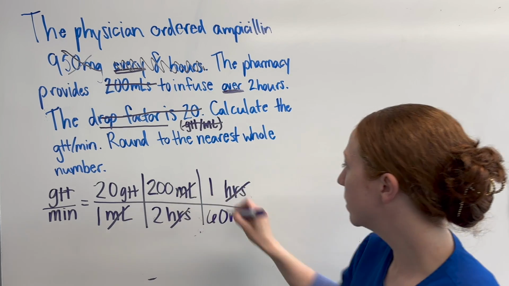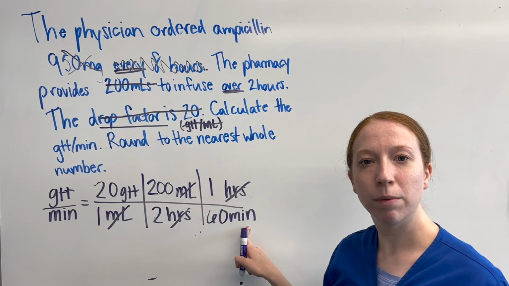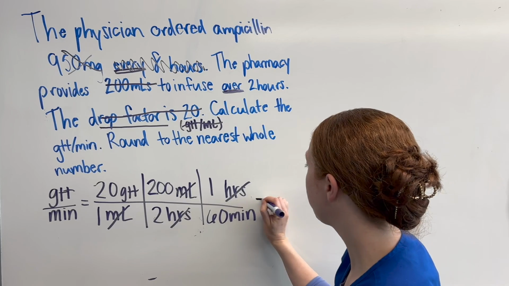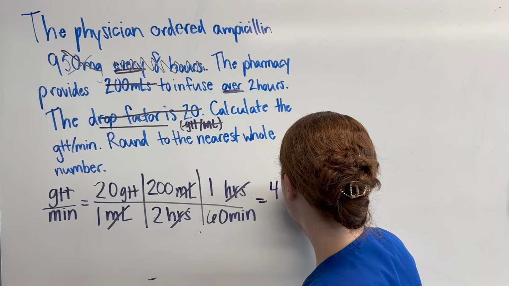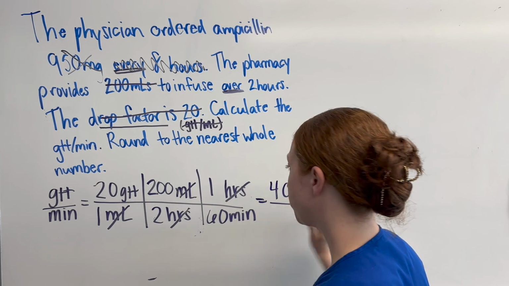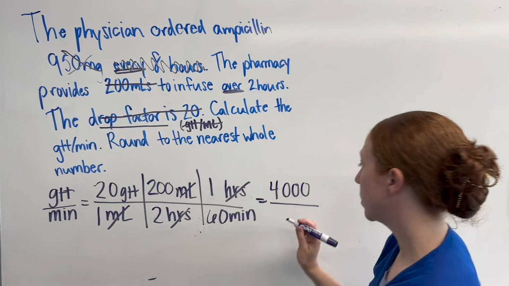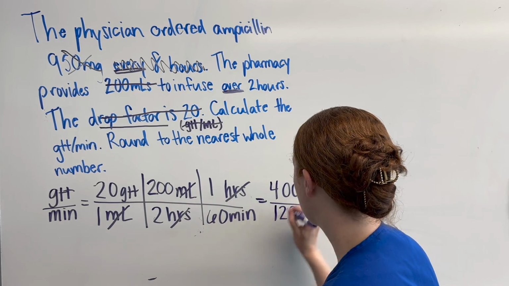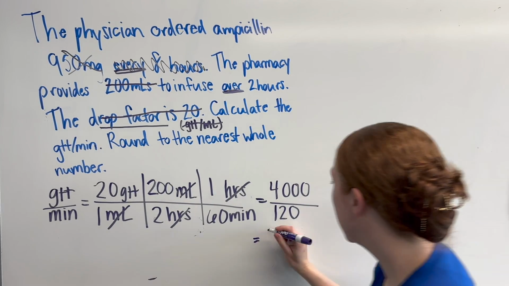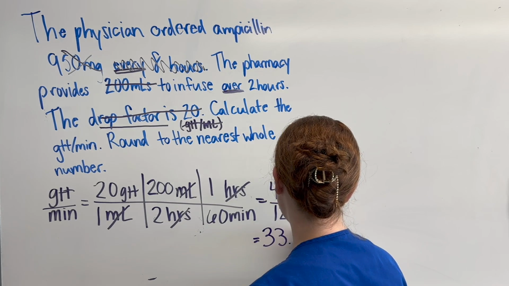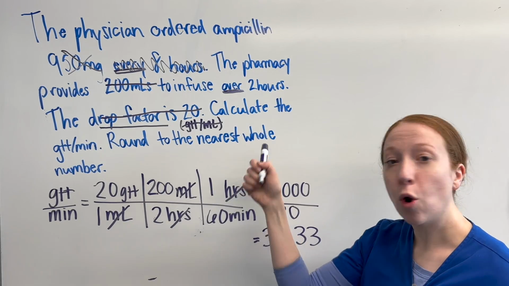That allows my hours to cancel, and now I have drops on the top, minutes on the bottom, and that's where I want to be, so I can solve. We're going to do 20 times 200, which equals 4,000, divided by 1 times 2 times 60, which equals 120. Okay, when we divide 4,000 by 120, we get 33.33. Okay, we want to round to the nearest whole number.